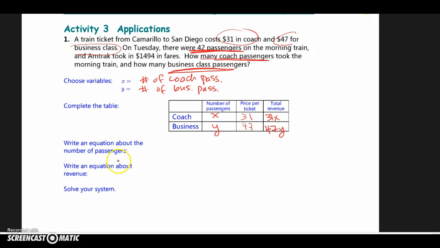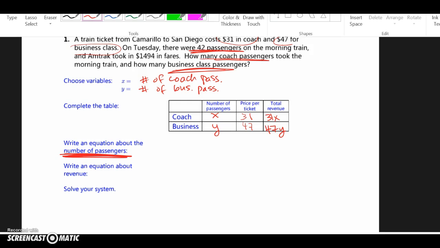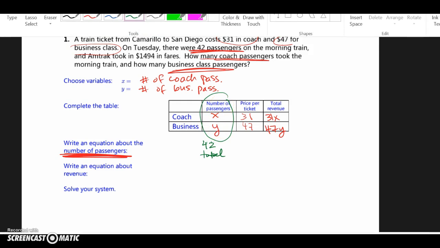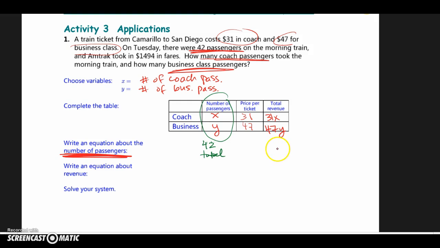Write an equation about the number of passengers. So I have to worry about the number of passengers. I do know that they told me the total number of the passengers was 42. 42 total. I do know that. So if I have X of them being coach, Y of them being business class, an equation should be pretty straightforward. The number of passengers would be X plus Y is equal to 42.